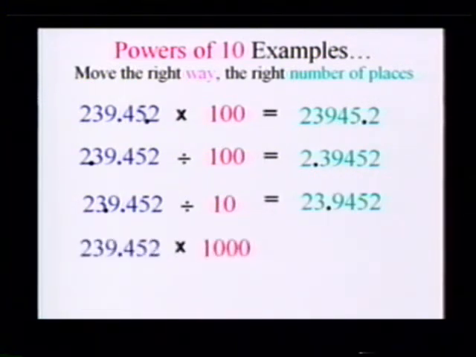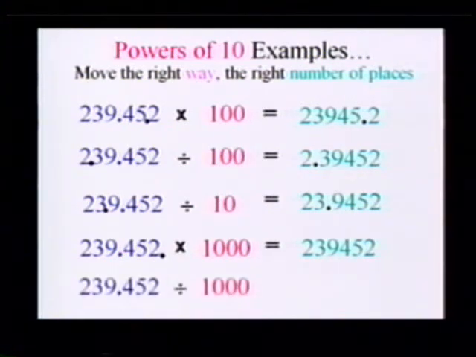This one's a multiplication, so it's going to get bigger. Get the idea? By how many places? 3 zeros, so 3 places. There's your answer. You didn't have to put the period, or the decimal point. This one's going to get smaller. This is division by 3 places. And there's your answer.